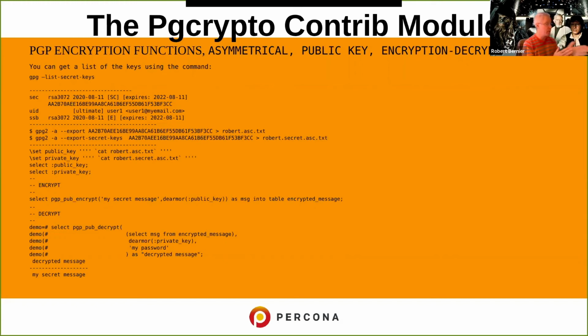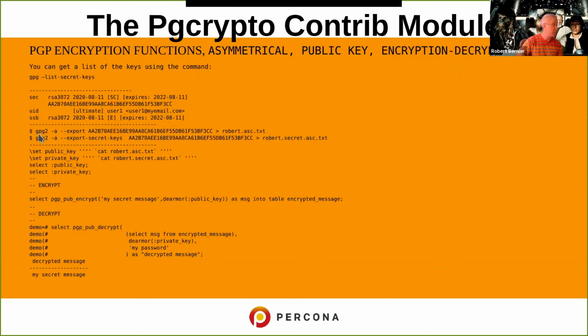Then from here, you can see, in this case, we're using PSQL. Let me show you right here. So here's a command, gpg list secret keys. This is the public-private key that we created, user1@myemail.com. And you see this long alphanumeric string? That's how we're going to export our keys.